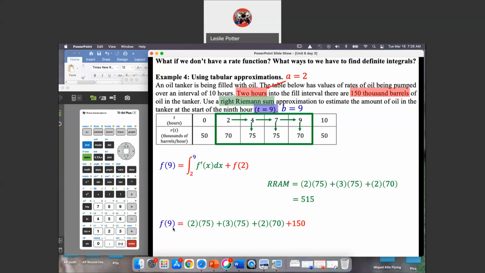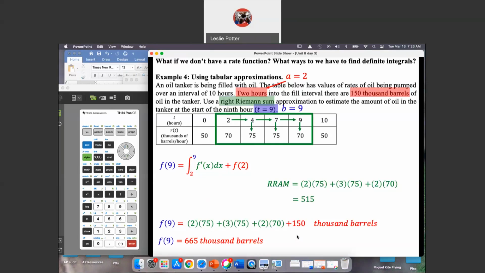This is a numeric answer, right? This is a kind of no-calculator question, so this is a numeric answer, and you can leave your answer like this. Just slap on thousands of barrels and you're done. So just remember those things as you're looking through your response questions. What we really need is 515 plus 150, which ends up being 665,000 barrels of oil after that 9-hour interval.